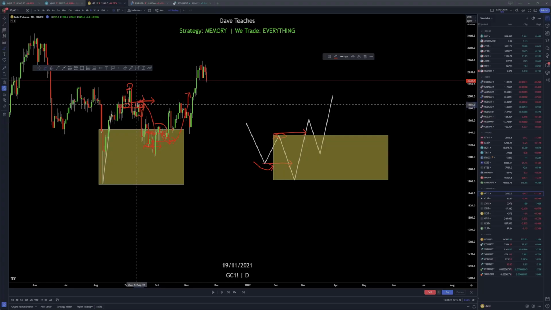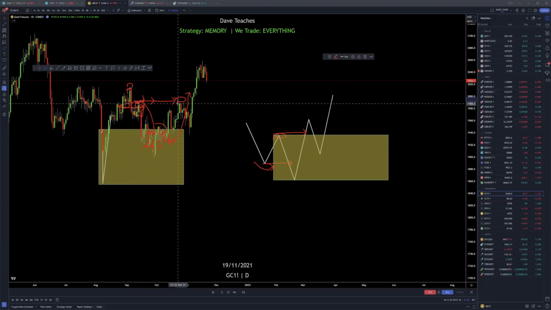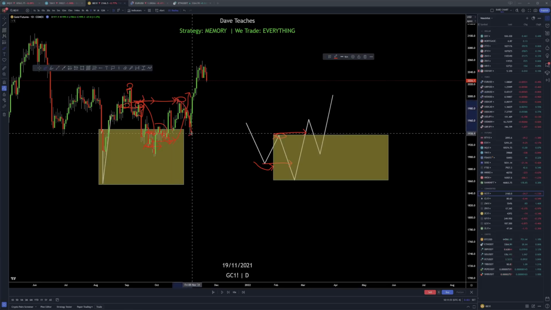Now, this right here didn't hit the 50%, but when we came back up to it over here, just about a couple months later, you see us tap into that 50% and what? Reject right out of it.